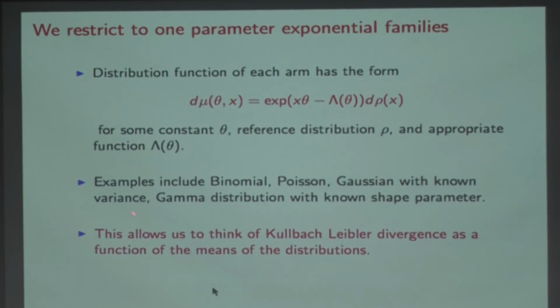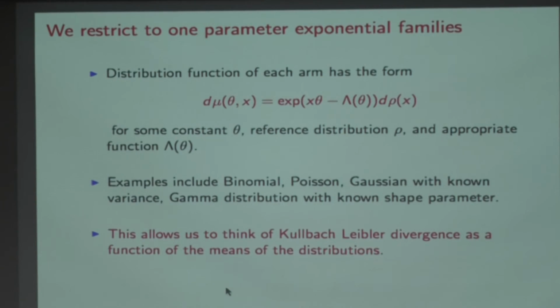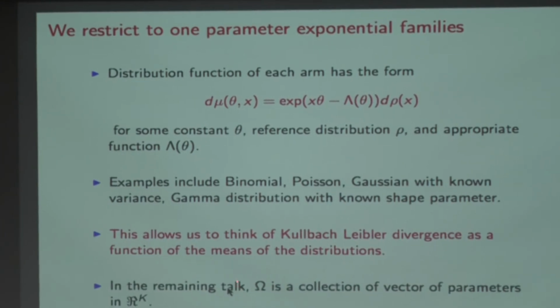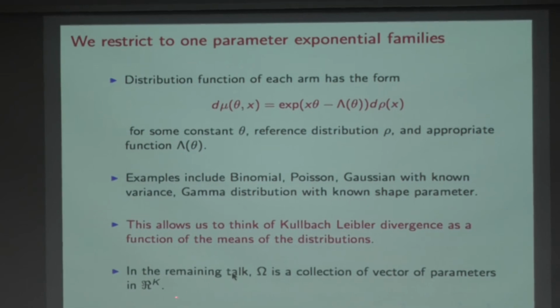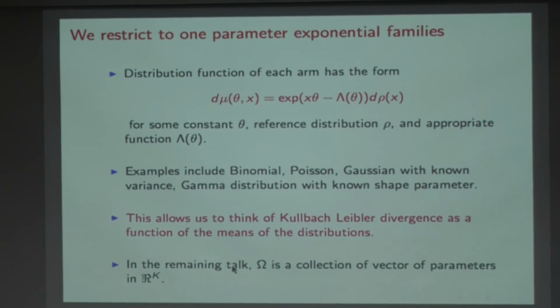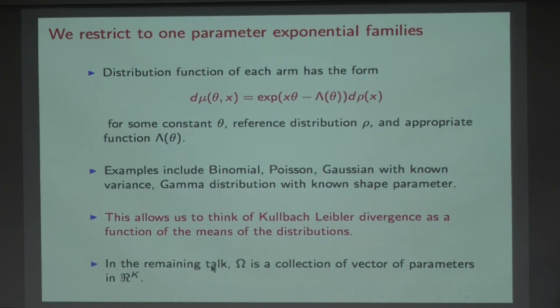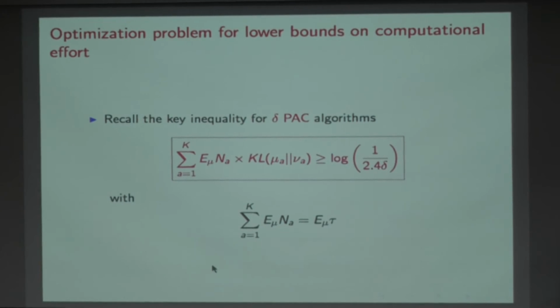Right. But now the point I'm making is simply that going forward, I'm restricting my discussion only to those distributions which are from the single-parameter exponential family. So when I talk about a distribution, I may as well talk about the mean because they're one-to-one related to each other. So what that means is in the remaining talk, my big omega is a collection of vectors of parameters in R^k. So each vector of distributions is just a point in R^k, and I have a collection of these parameters. So now I can talk about the geometry. It makes me see the geometry much, much more clearly. This is what people have been doing, by the way.